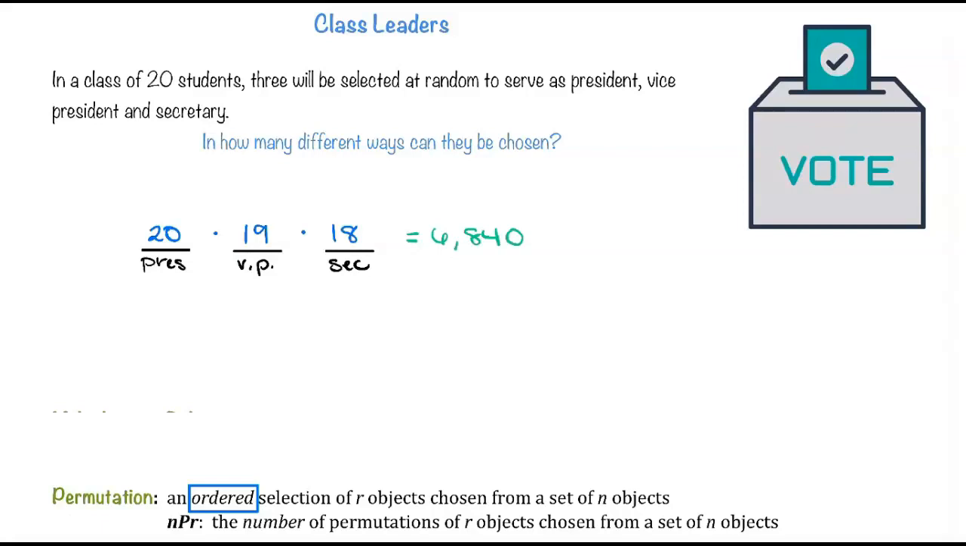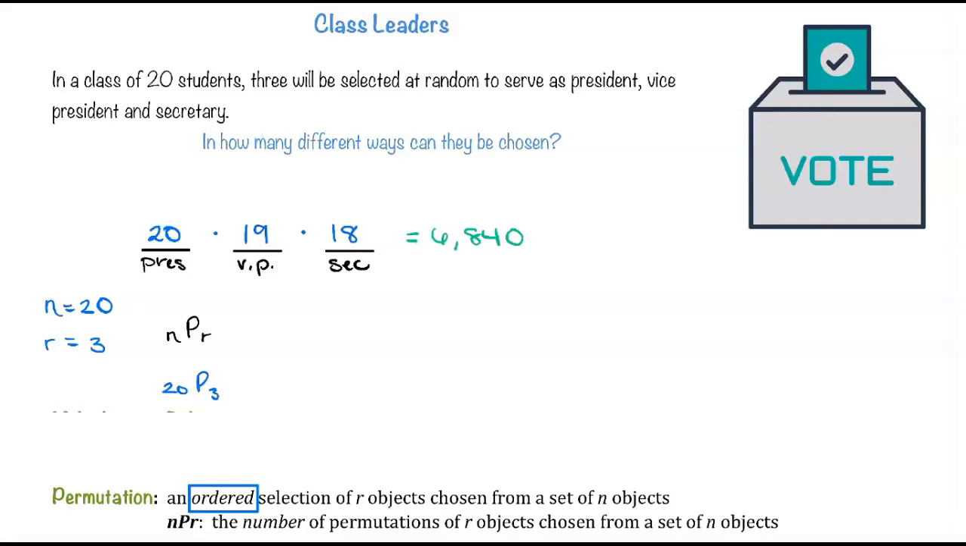With permutations, order matters. In our example, we had 20 students to choose from, so n is equal to 20. We were choosing 3 from the 20, so r is equal to 3. So using permutation notation, we wanted to calculate nPr, or 20P3. The way that we arrived with the number 6,840 is perfect.